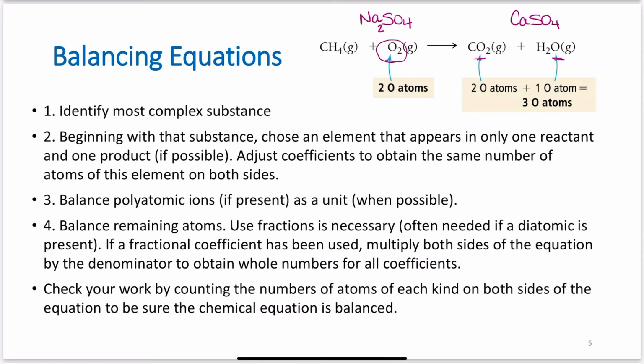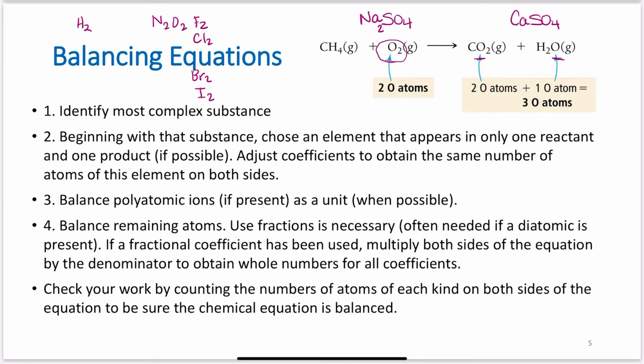You then balance the remaining atoms. Use fractions if necessary, and I'll show you what I mean by fractions. This is often needed if you have a diatomic. Remember, we have 7 diatomics. You've got H2, so that's on the one side of the table. Then go to your grouping of 7: N2, O2, F2, Cl2, Br2, and I2.